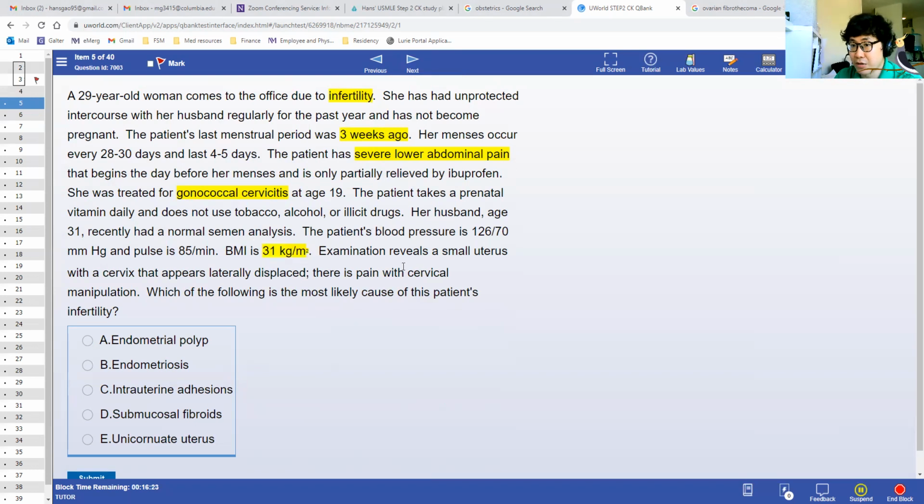BMI is slightly elevated. This is PCOS. Small normal uterus with a cervix that appears laterally displaced. There is pain with cervical manipulation. Which of the following is the most likely cause of infertility?